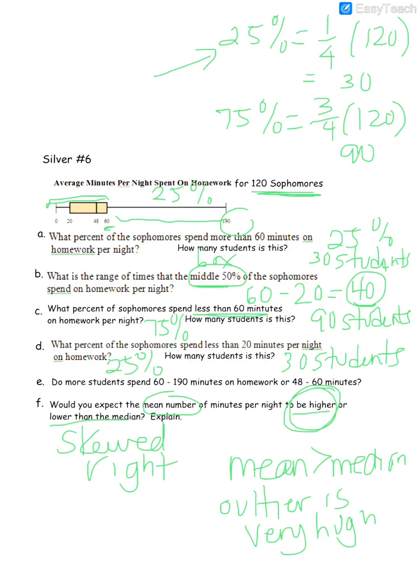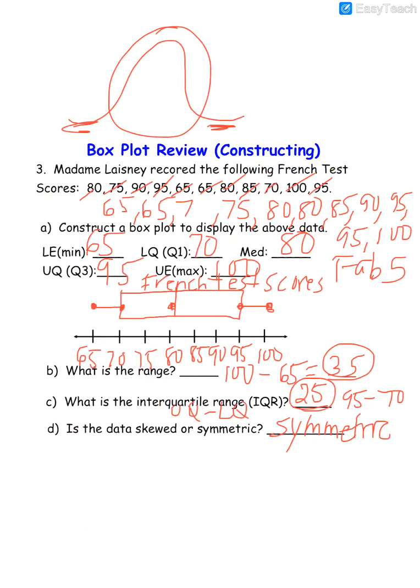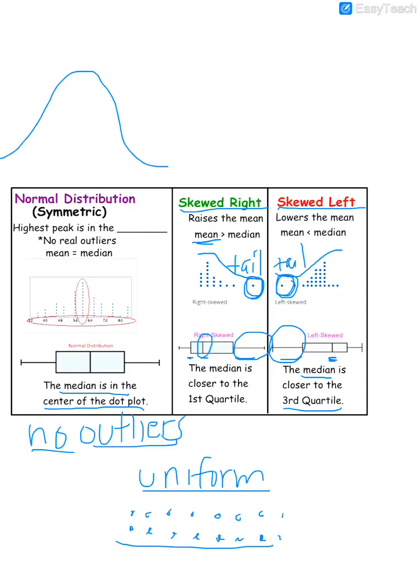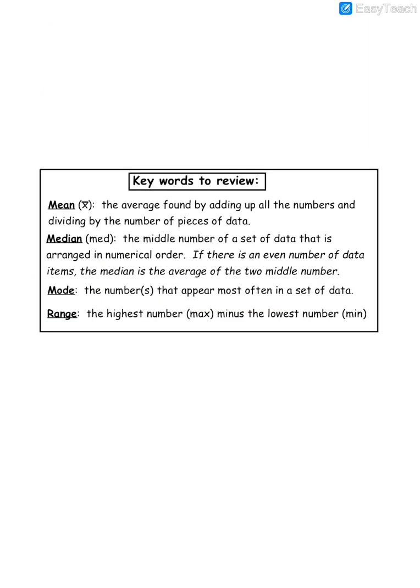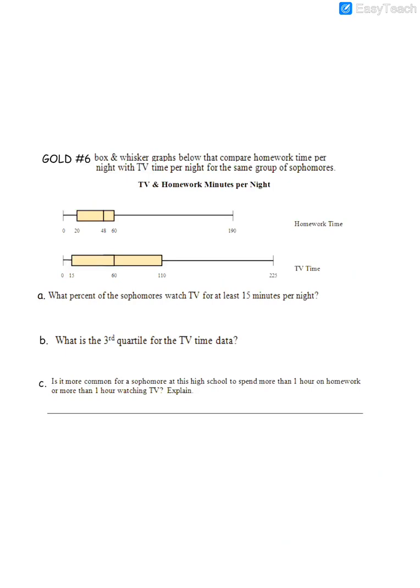Okay. All right. So Silver, I'm done here. That's a lot of review. I hope you got all of that. So we reviewed box and whisker plots, histograms, box plots, drawing them, interpreting them, dot plots. We reviewed how to look at distributions and what they're called. We reviewed all the key words here, and we learned a new way of how to input it into our calculator. That's a whole lot of stuff. All right, let's head to golds.